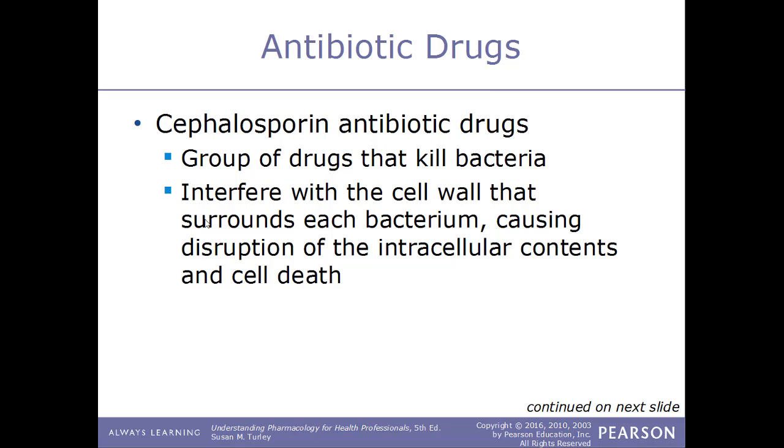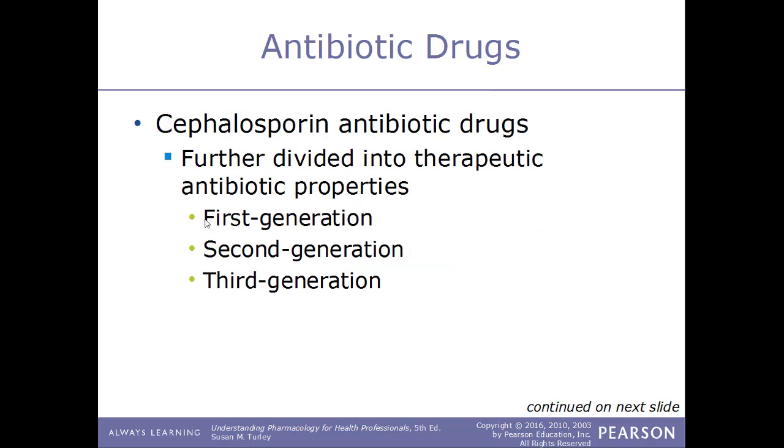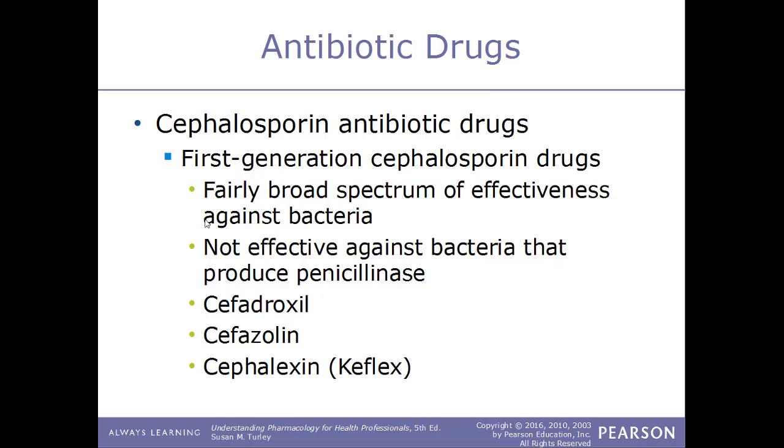Another type of antibiotic drug that we'll talk about are the cephalosporins. This is another group of antibiotics that will end up killing bacteria. The way they work is they interfere with the cell wall that surrounds the bacteria, which will cause a disruption of the intracellular contents and lead to cell death. Now, cephalosporin drugs are divided by therapeutic antibiotic properties into first generation, second generation, and third generation drugs. The first generation cephalosporin drugs have a fairly broad spectrum of effectiveness against bacteria, but these are not effective against bacteria that produce penicillinase.